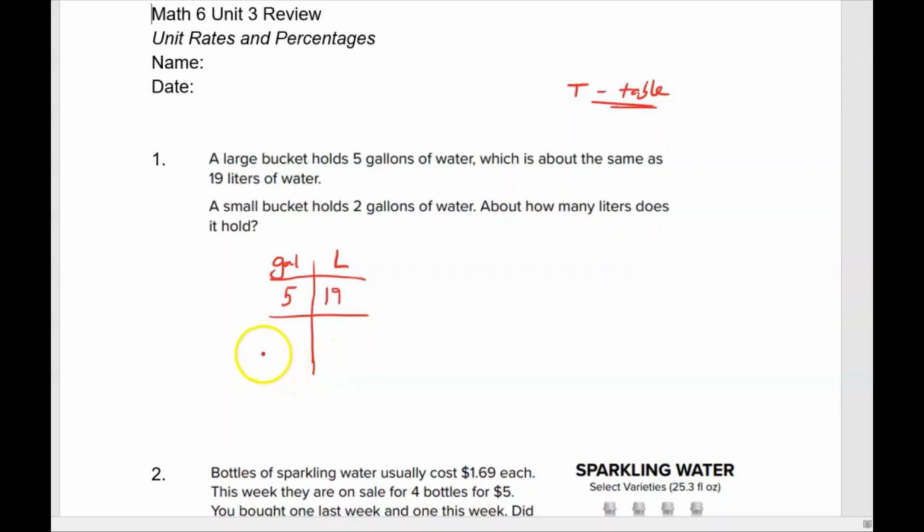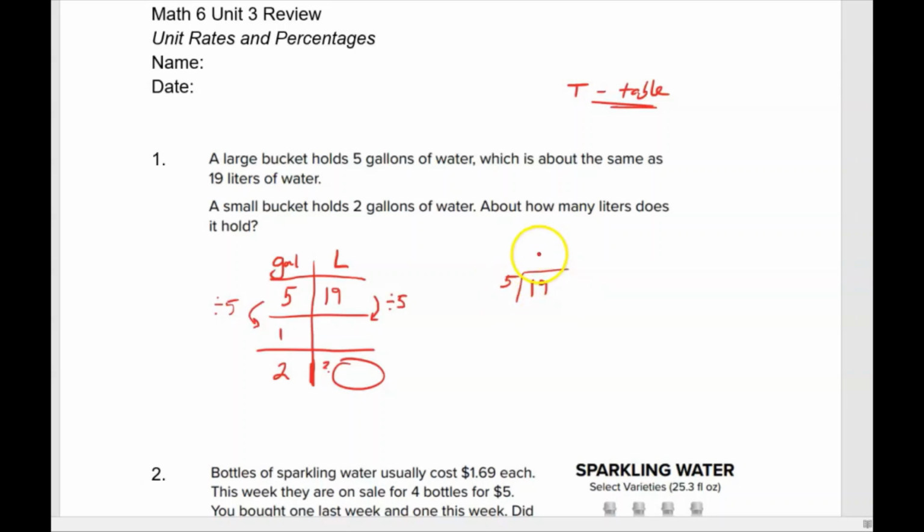So just using my t-table here, I'm trying to figure out if I can hold 2 gallons in a small bucket, how many liters is that? So I'm trying to find this answer right here. Well, I know going from 5 to 2 can be a little bit tricky, but I can pretty easily go from 5 gallons to 1 gallon by dividing by 5. So I need to do the same to my liters. Divide by 5. 19 divided by 5.